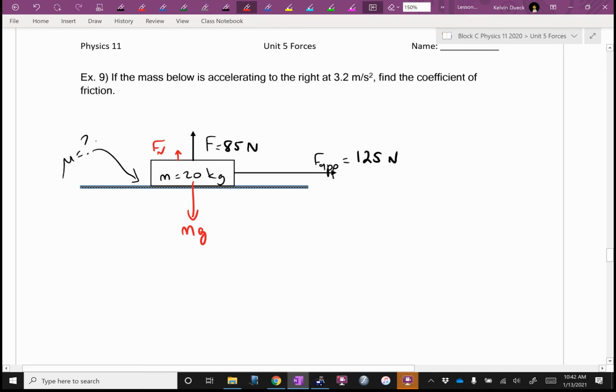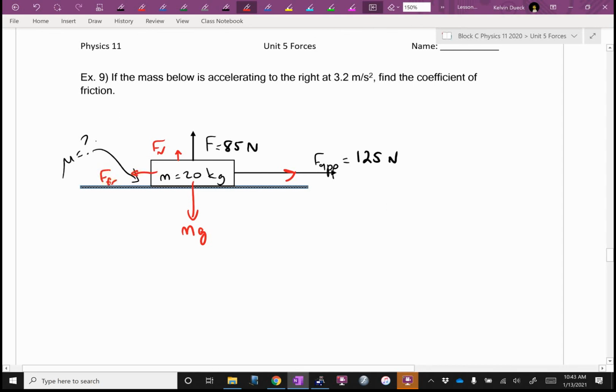What else? Before that, there's one that's sitting on my diagram that I see staring at me. Be obvious here. There's an F applied. I usually draw an arrow on there just to remind myself, hello, I saw it. And what else? Friction.